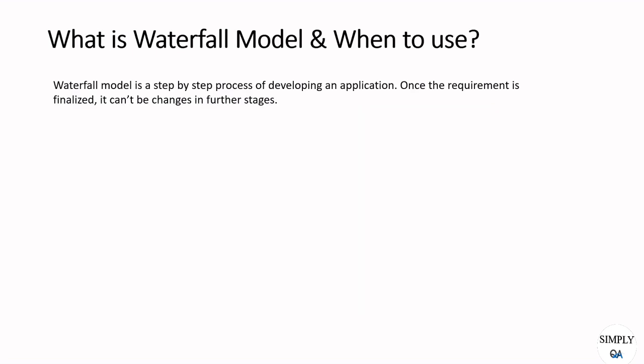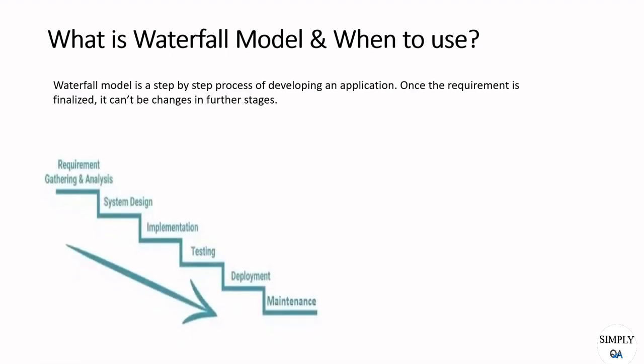Let's see what actually the waterfall model is and when we should use the waterfall model. So guys, waterfall model is nothing but a step-by-step process of developing an application. For example, we have seen the multiple phases of SDLC, right? So in waterfall model, once each and every stage is completed, then only we can move to the next stage. And also one more point to be noted in waterfall is that once the requirement is given by the user and the requirement is finalized, you can't go back and change the requirement or alter any requirement. So once the requirement is finalized, it's frozen and it can't be changed further until the application is developed fully. Okay.